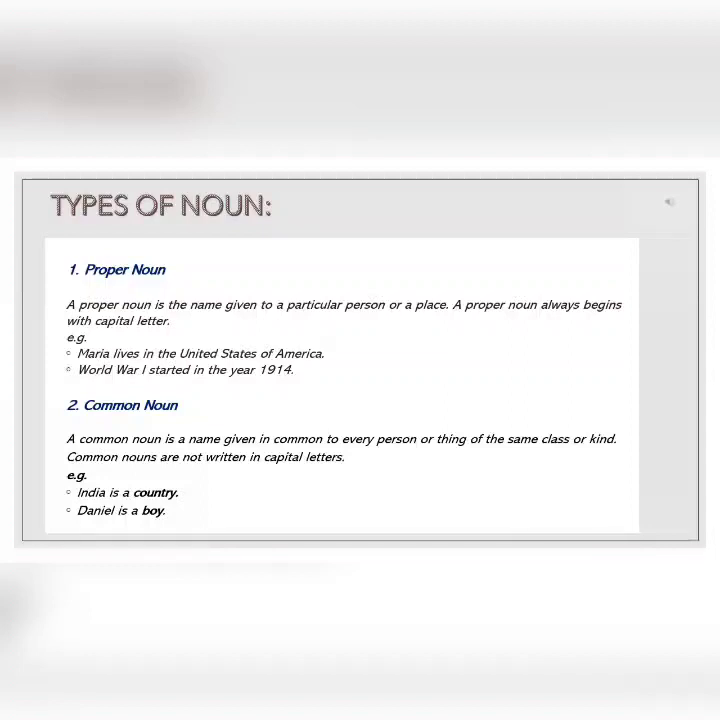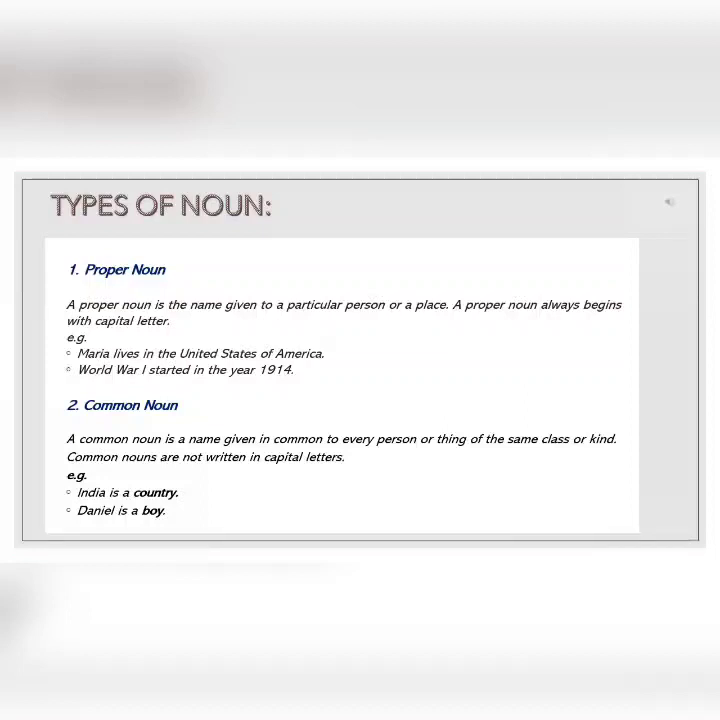A proper noun is the name given to a particular person or a place. Proper noun is a very specific name which is only given to a person or a place and it cannot be used for anybody else. A proper noun always begins with a capital letter. Example, Maria lives in the United States of America. United States of America here is a proper noun and thus it cannot be used for any other country.